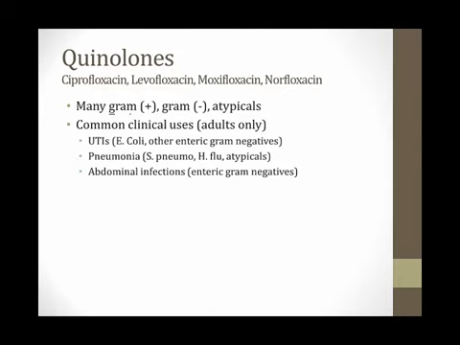They cover many gram-positive bacteria, gram-negative bacteria, and also atypical organisms. Common clinical uses only in adults. We'll talk about why children should not be prescribed quinolones in a minute, but among adults, common clinical uses include UTIs. That's because these antibiotics generally cover E. coli and other enteric gram-negatives. They're also very popular for pneumonia because they often cover strep pneumonia and H. flu and atypical bugs that can cause pneumonia. And they're also popular for abdominal infections because they cover many enteric gram-negative bugs.